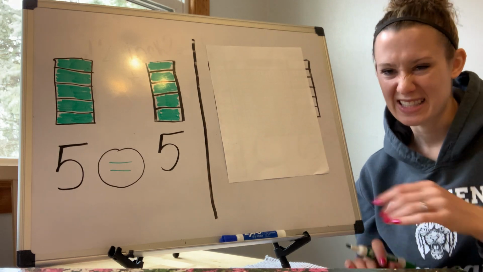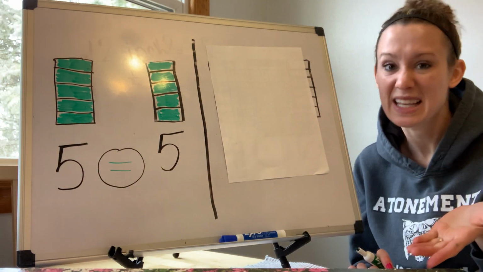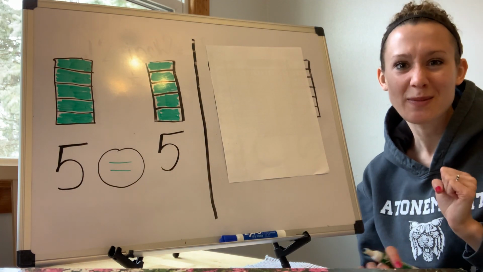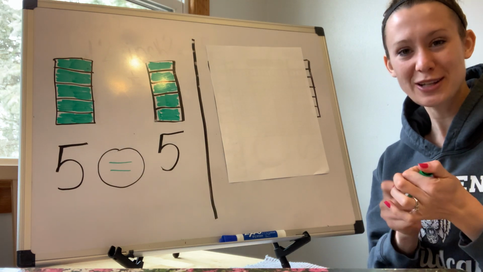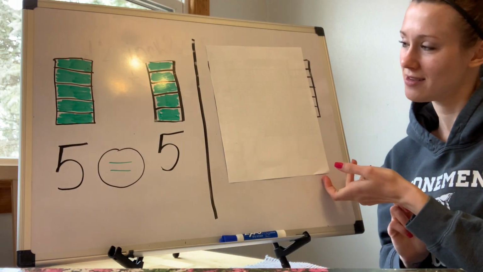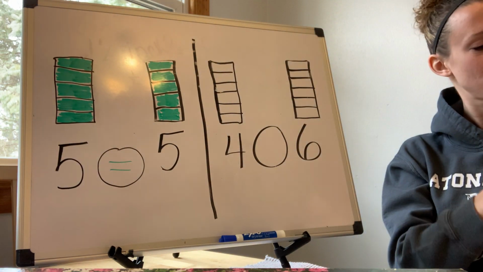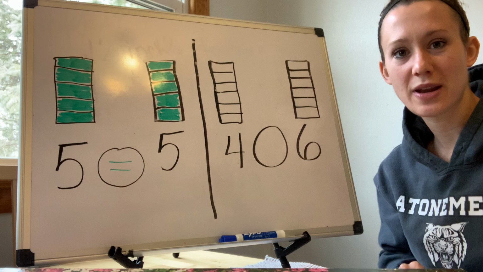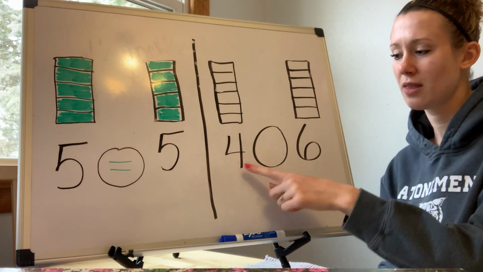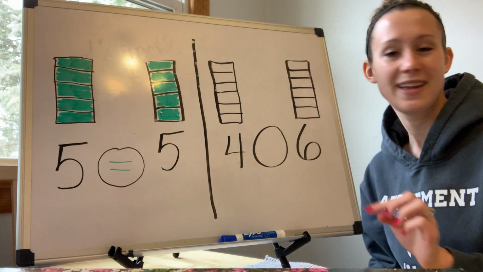Now, that's kind of easy. If you have the same number, it's an equals. Now comes the fun part. I want you to look at this one. You see I wrote two numbers here. I wrote a 4 and a 6.